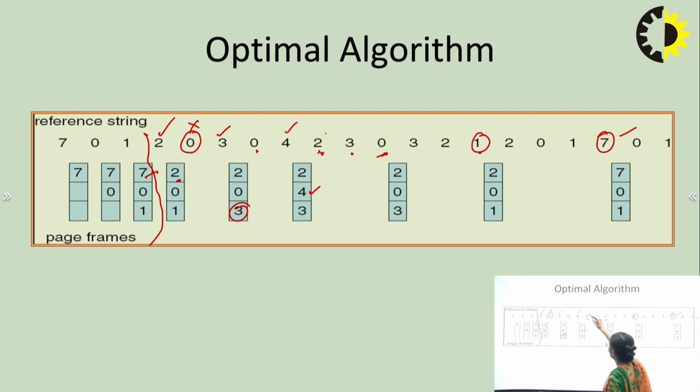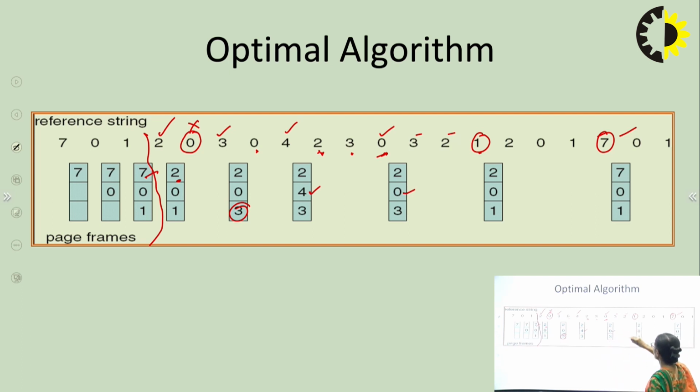Now 2, no page fault. 3, no page fault. 0, again there is a page fault. So we have to select among 2, 4 and 3. 2 here, 3 here, and 4 is nowhere. So it is the best choice to replace this. So we have replaced 4 with 0.